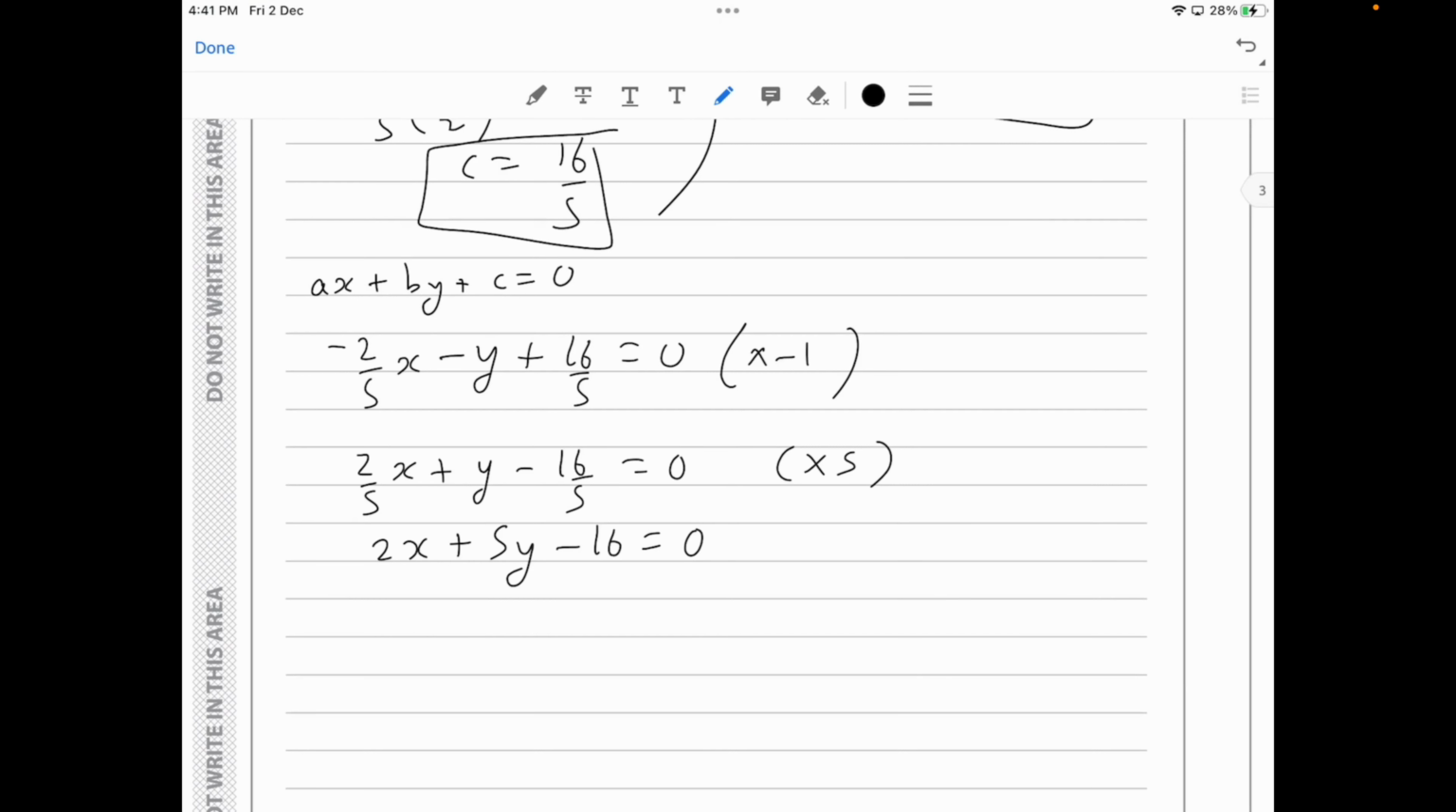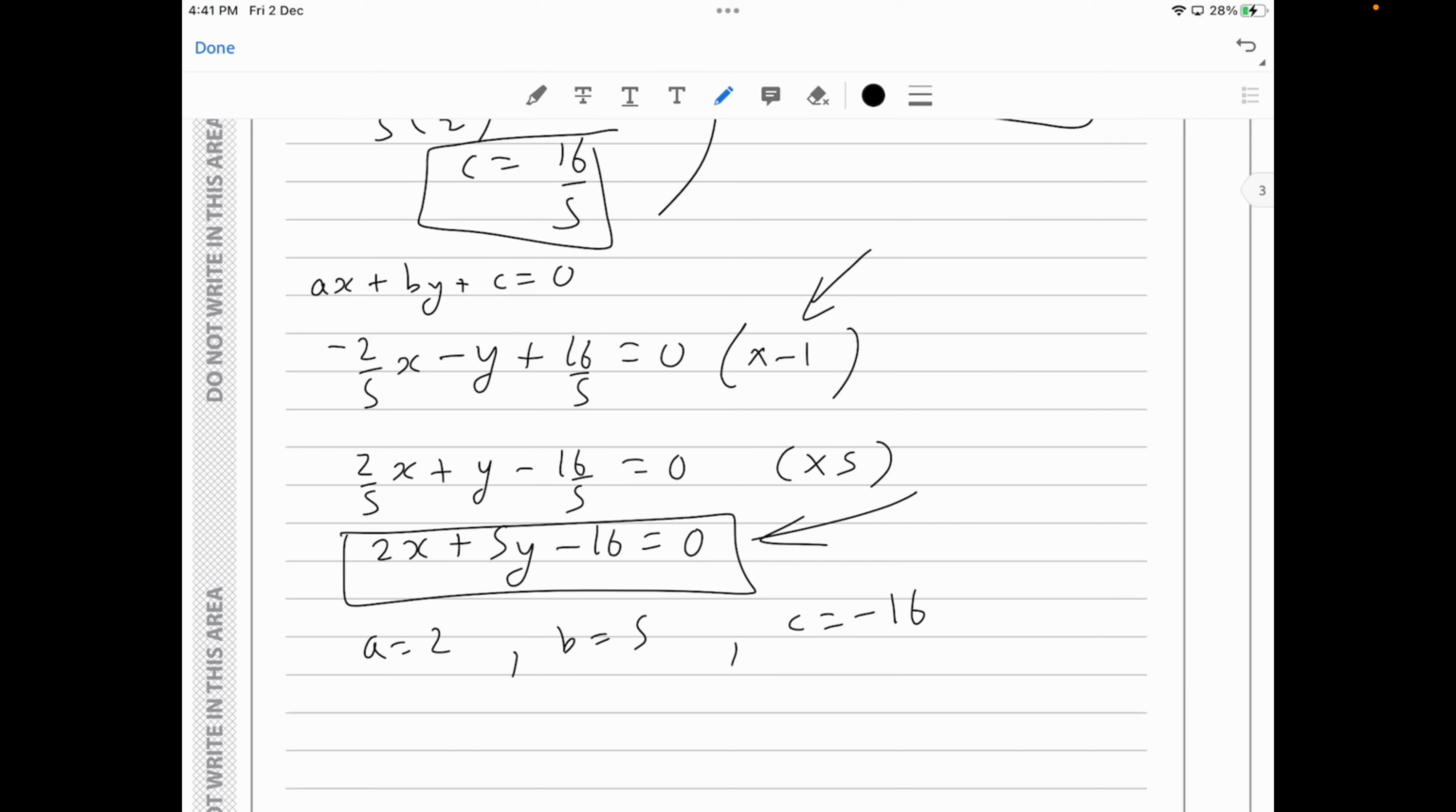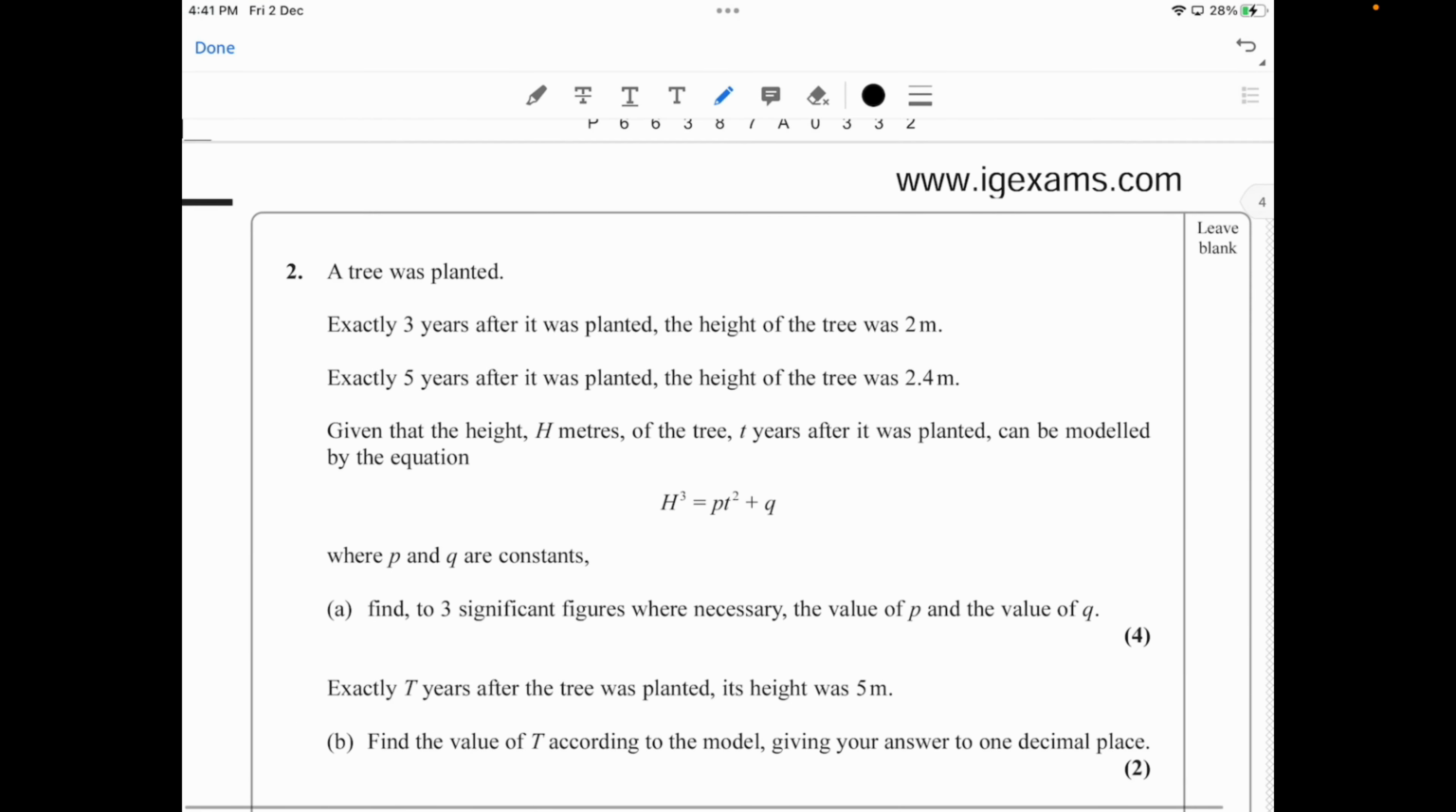Now this is a better notation. The reason why I multiplied it by -1 at first is that I just wanted to get rid of the negative sign. And we have to make this into whole numbers, so we get 2x plus 5y minus 16. We know a is 2, b is 5, c is -16. You can just write it down, it's your choice, but this is going to be your final answer for that question. Alright, let's move on to the next question.